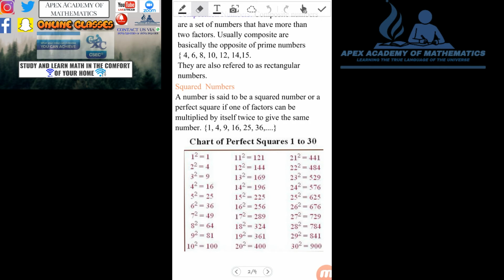Now we are going to jump into the real juicy part of this video here. This part is where we call the square numbers. And we say that a number is said to be a squared number, or what is referred to as a perfect square, if one of its factors can be multiplied by itself to give the same number. All right, and of course this is probably one of the most important numbers, right?